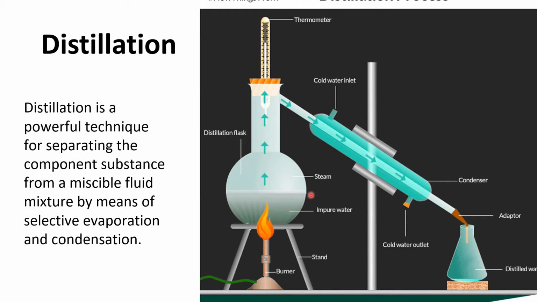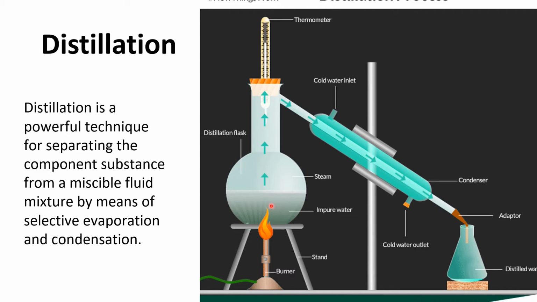This process is also useful for a mixture of two or more liquids which have different boiling points. For example, if we take a mixture of water and ethanol, both water and ethanol have different boiling points. So what we do is, first we set the temperature according to the boiling point of one of the liquids which has the lowest boiling point.